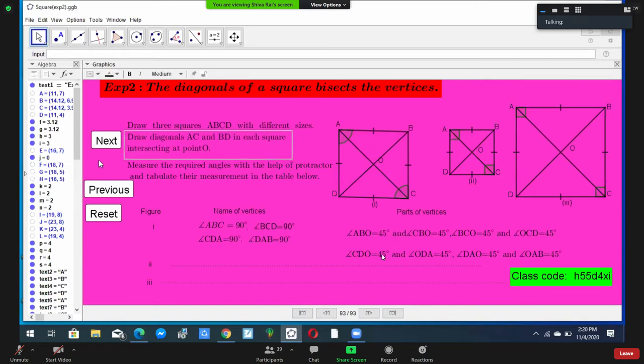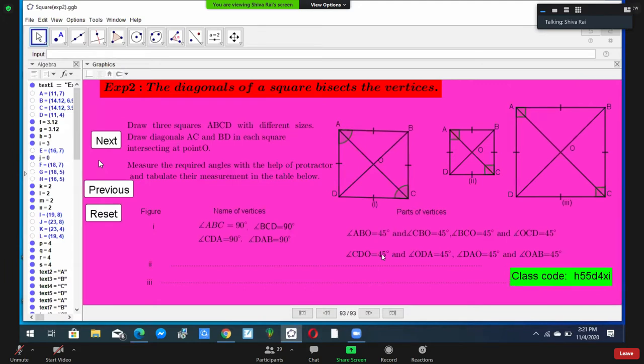Draw three squares ABCD with different sizes. Look, as in the screen. Draw diagonals AC and BD in each square intersecting at point O. Not only in one figure; in all the figures, you draw the diagonals AC and BD intersecting at O. Now after this, measure the required angles with the help of a protractor. To measure the angle, you need to use a protractor and tabulate the measurements in the table.